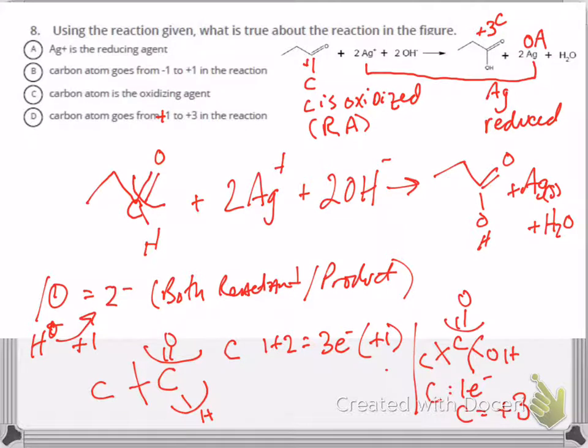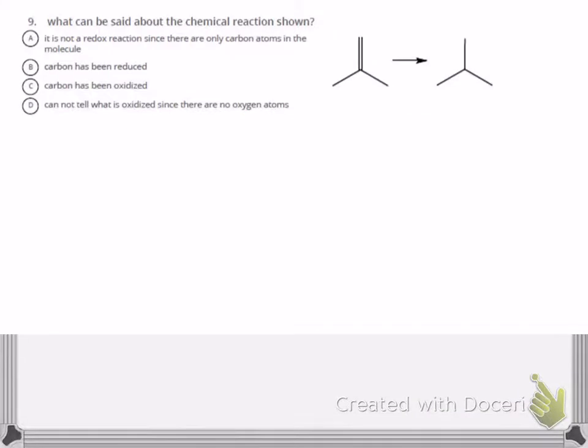Carbon doesn't go from -1 to +1. The answer is D. It goes from +1 to +3. Okay, and the last question, and this is pretty challenging, so let's take a look at it. The idea is that you have what looks like, at least as drawn, all carbons, but we know that's not the case because there's a bunch of protons or hydrogen atoms attached to those carbons. So let's draw the relevant ones.